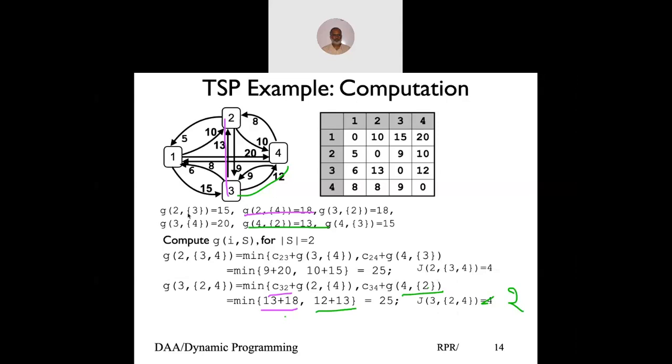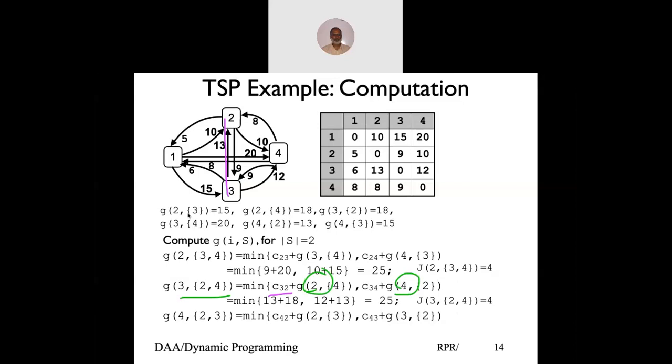No, sorry, I made a mistake. Wait a minute. Look, G(3, {2, 4}), either I go over vertex 2 or I go over vertex 4. When I go via vertex 4, my value is 25. When I go via vertex 2, my value is 31. So vertex 4 gives me the minimum, and J(3, {2, 4}) is vertex 4, which is the next vertex that gives the minimum.